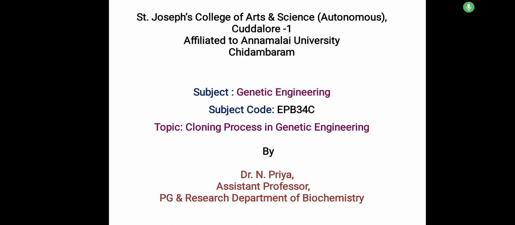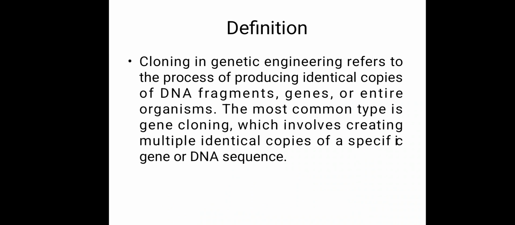Today I'm going to share on the topic cloning process in genetic engineering. So, definitions. Cloning in genetic engineering refers to the process of producing identical copies of DNA fragments, genes or entire organisms. The most common type is gene cloning, which involves creating multiple identical copies of a specific gene or DNA sequence.